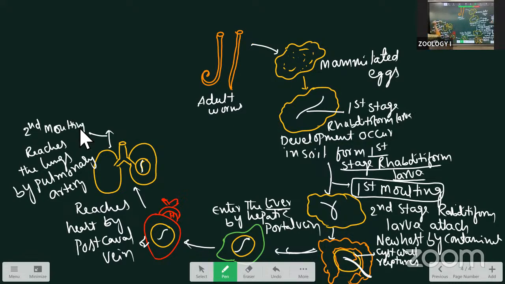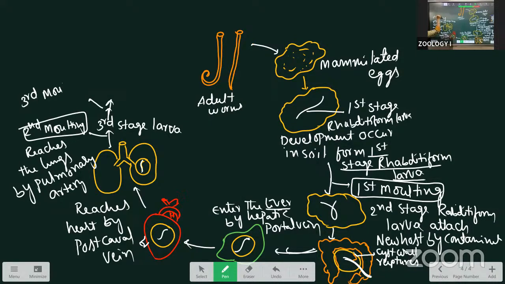The second molting occurs and they form a third stage larva. This third stage larva inside of the alveoli only undergoes the third molting. Two molts occur in the alveoli only. The third molting forms a fourth stage larva.